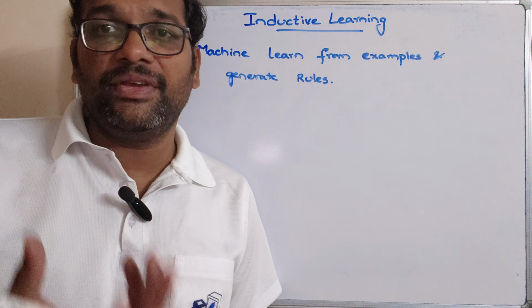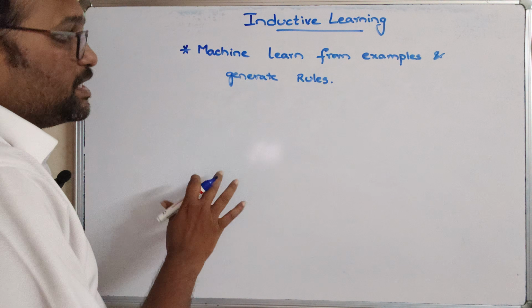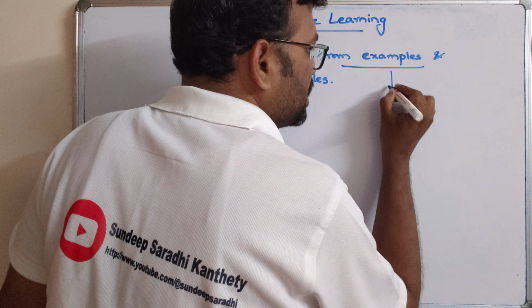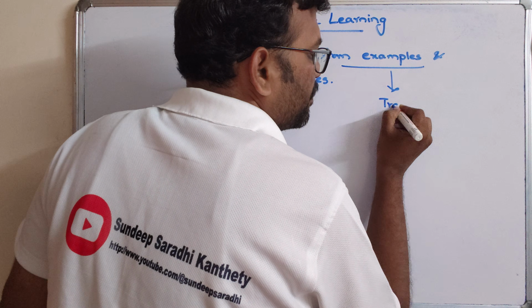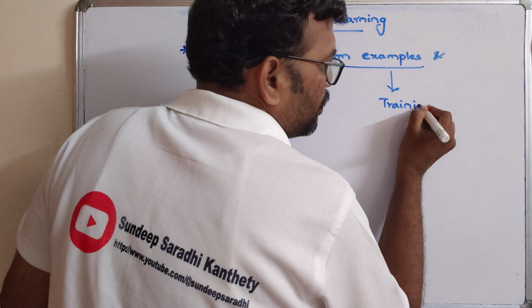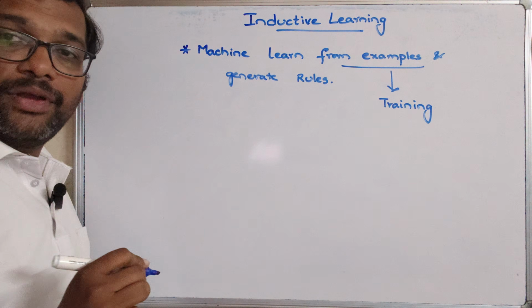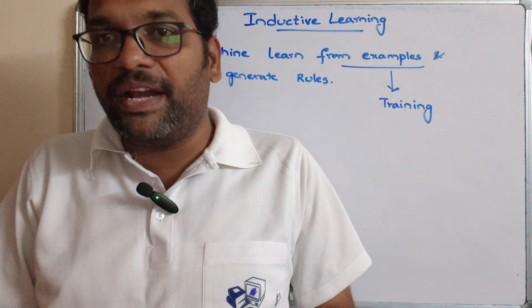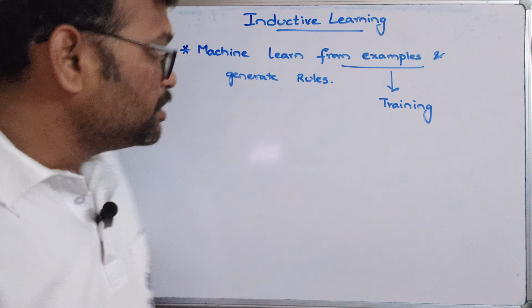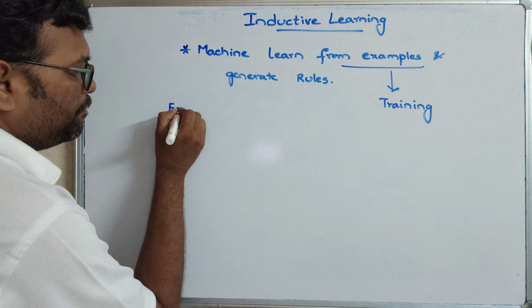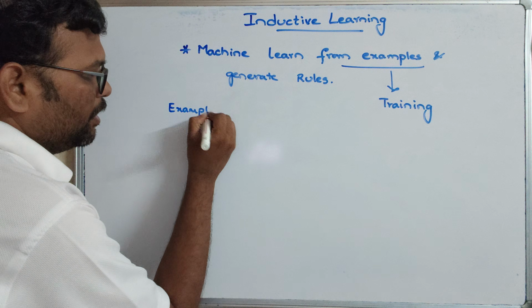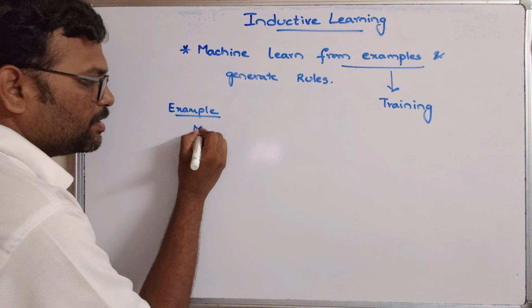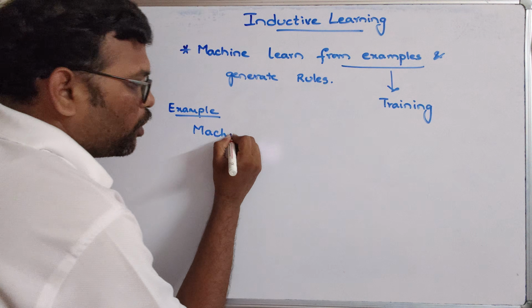should be giving the output. We are just giving the examples. Here the examples mean training. From those examples it will generate the rules and it will predict the output. Let us take a simple example. Suppose a machine is trained with the following data.